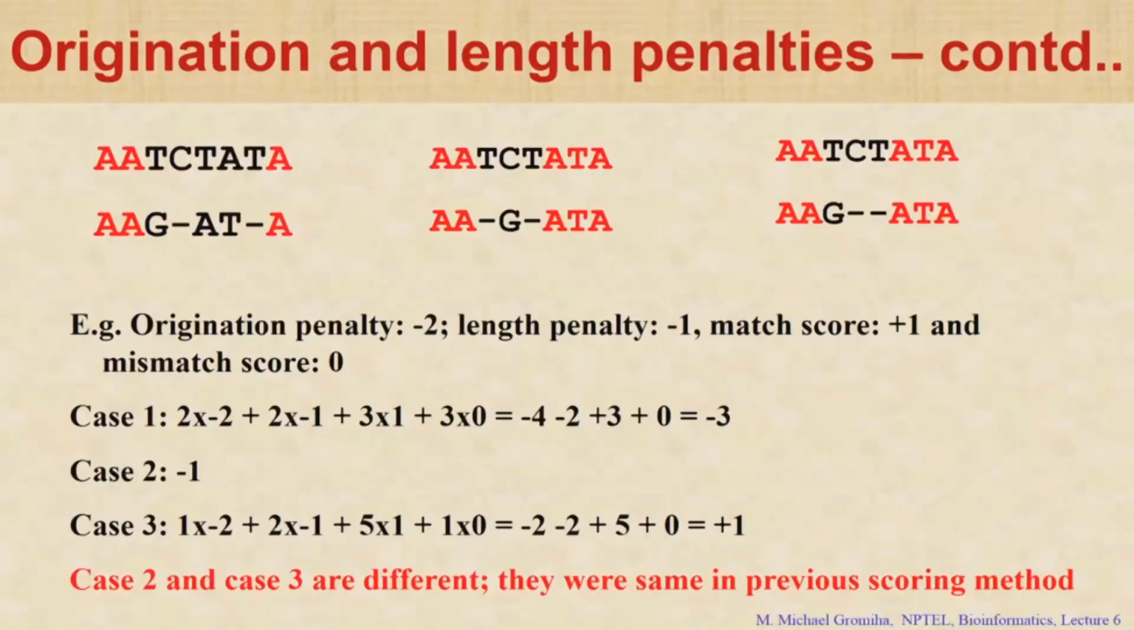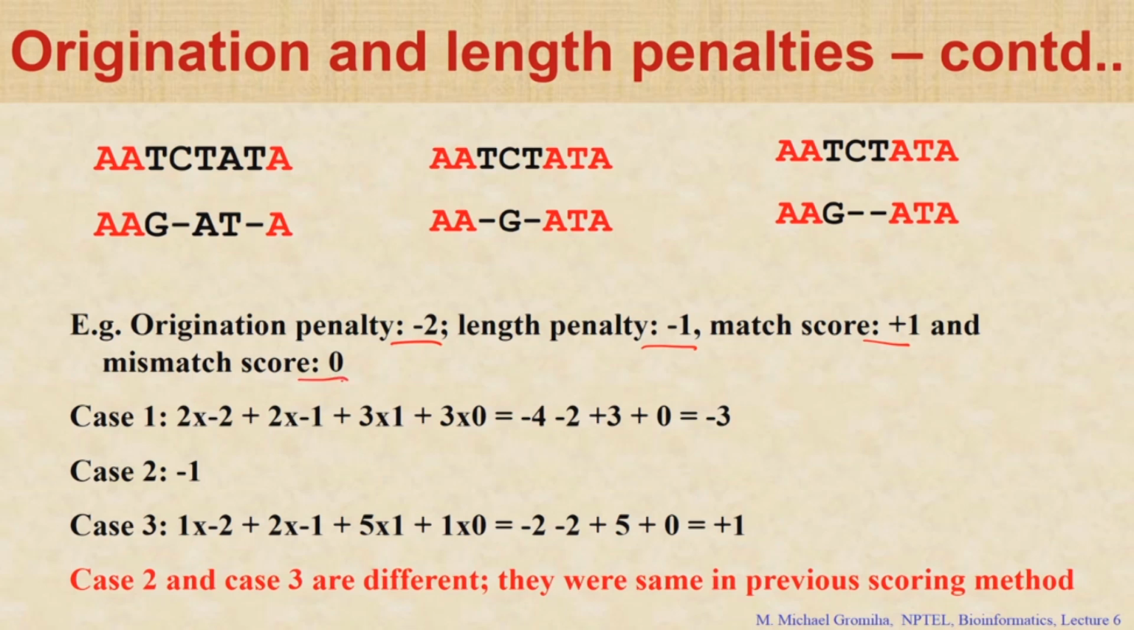Okay, so now we take the same 3 sequences. Here we have the gaps at 2 different places, and here also we have the gaps at 2 different places, and here the gaps are at the same place. So, we take an origination penalty of minus 2, because we do not want to introduce them, since nature does not want to select these insertions and deletions. So, we give the penalty of minus 2, a length penalty of minus 1, and the match score of 1 and the mismatch score is 0.